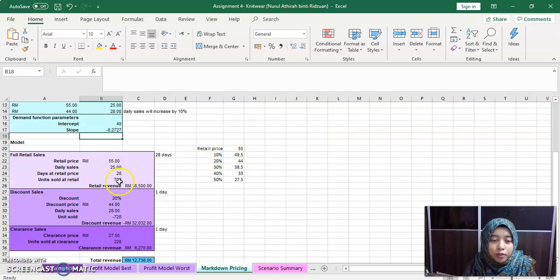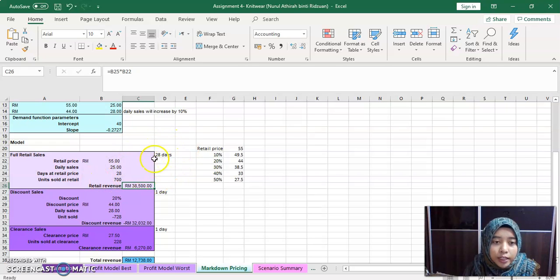Next, let's calculate our retail revenue. My retail revenue is 38,500. It comes from the retail price multiplied by units sold at retail. This is for 28 days. My retail revenue is positive, which means it's good for my 28 days. How about we see it for my 20% discount for the first day?